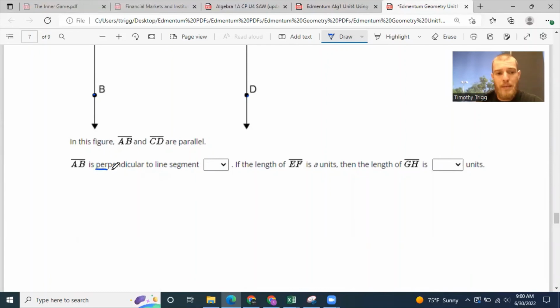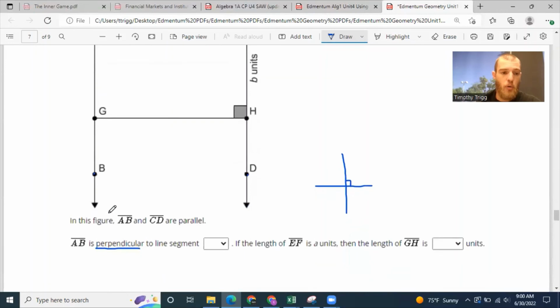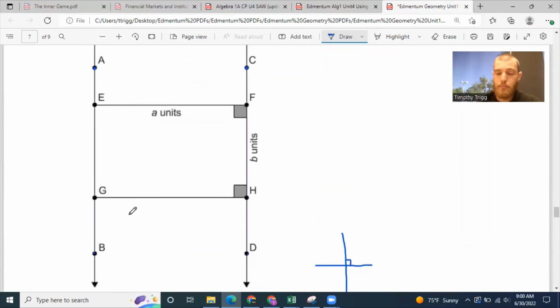So what does perpendicular mean? Well, remember, perpendicular means that they cross at a 90-degree angle. So when two lines or two line segments or a segment and a line or whatever cross at a 90-degree angle, we call them perpendicular. So AB, that's this one here on the left, is perpendicular to what?